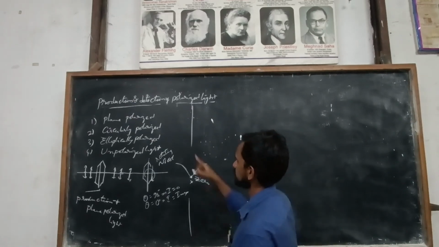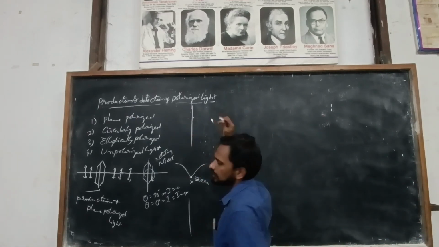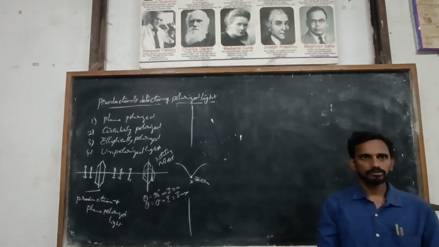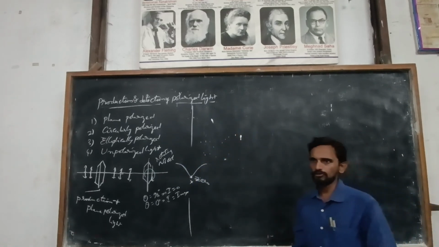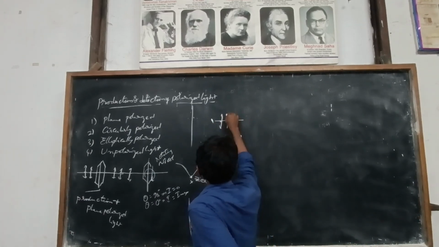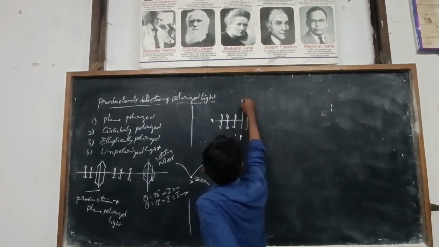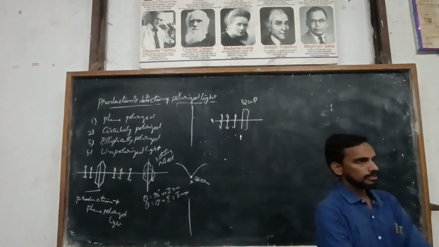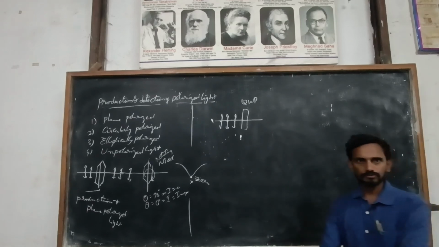So next one, circularly polarized light. How to generate that circularly polarized light? We use a quarter wave plate. When unpolarized light passes through a quarter wave plate, circularly polarized light is produced.